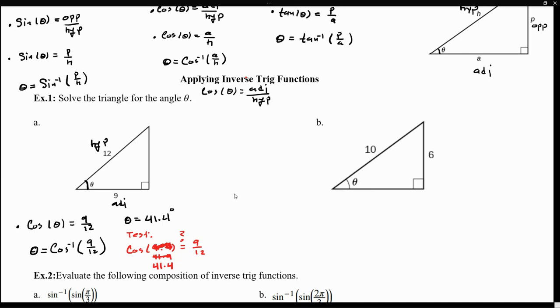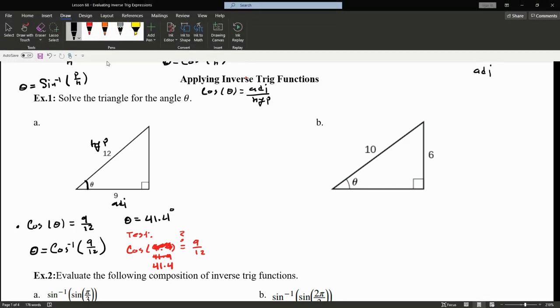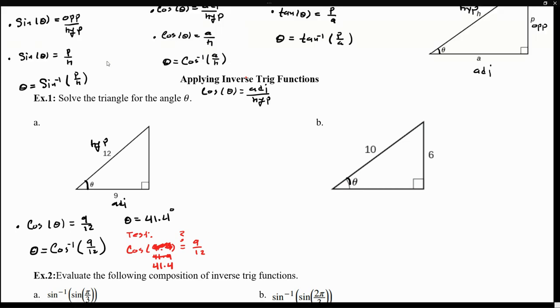Let's solve for the second angle here. And again, how do you want to start problems of this form? Well, identify the givens. If this is my reference angle, then 6 is my opposite, and 10 is my hypotenuse. So let's think about it. Which of the trigonometric functions uses opposite and hypotenuse? Yep, you're right. It is sine, because remember that sine is opposite over hypotenuse.